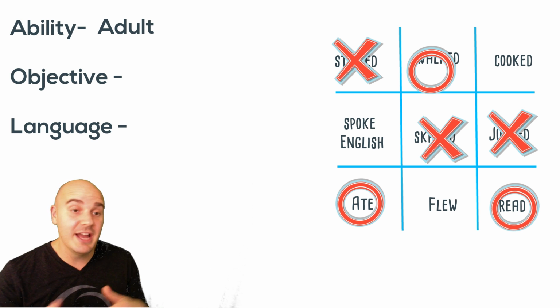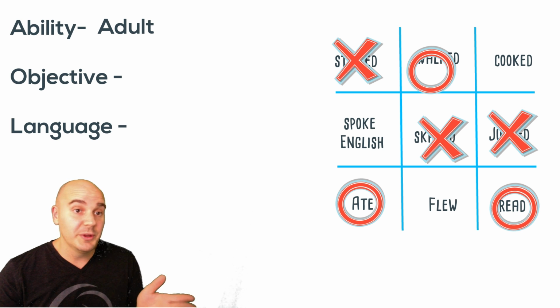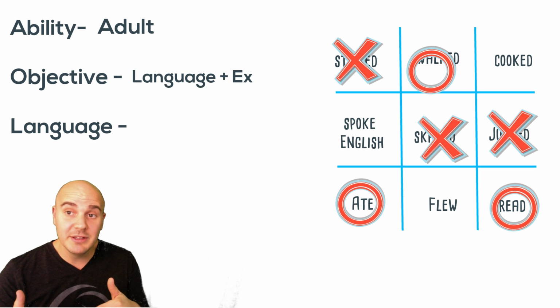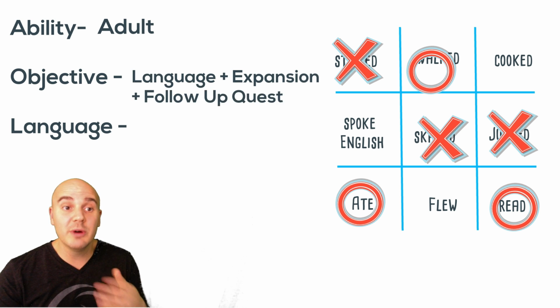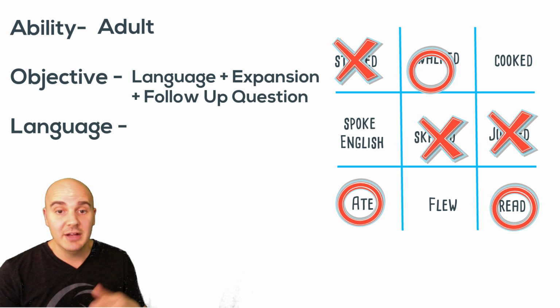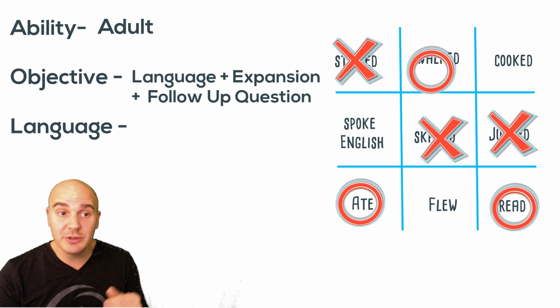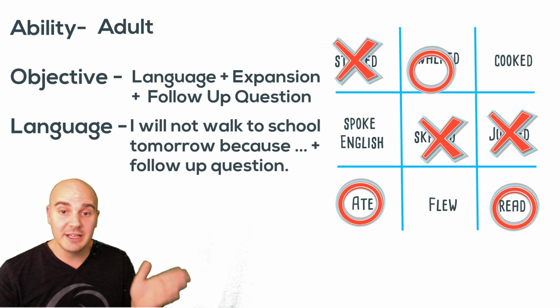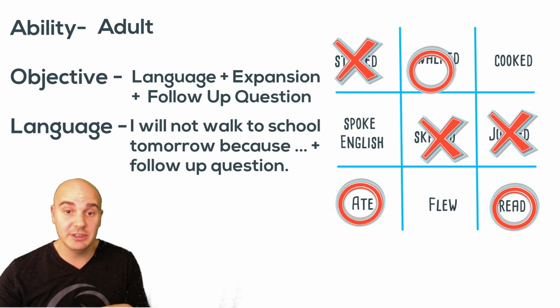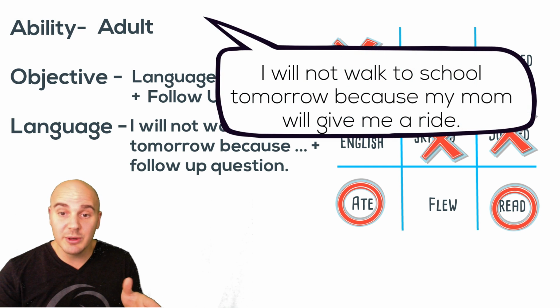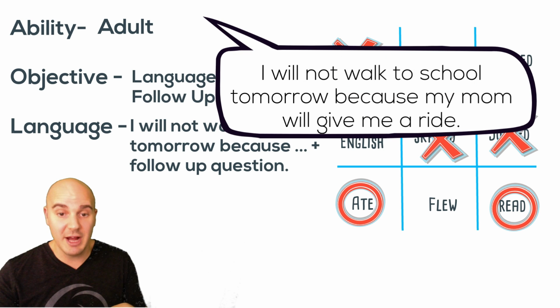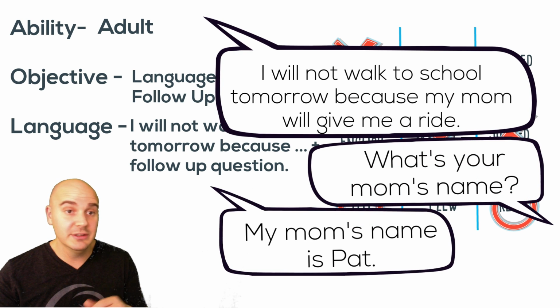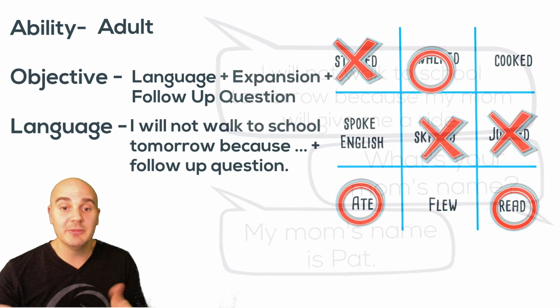Okay, to keep going with it, now imagine you have adults. So with adults, especially in Japan, a lot of the problem is they don't offer anything extra. They don't follow up with follow-up questions. So here, instead of just one person using a sentence to play the game, now the person they're playing against has to ask a follow-up question, and then they answer that question. So let's take verb plus negative tense plus expansion plus follow-up question. I will not walk to school tomorrow because my mom will give me a ride. And then the follow-up question, what's your mom's name? My mom's name is Pat.